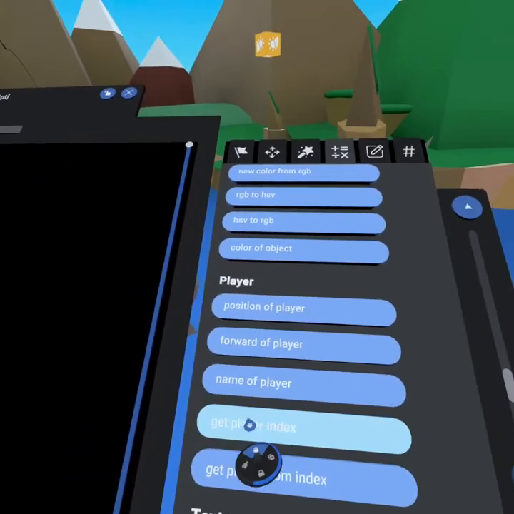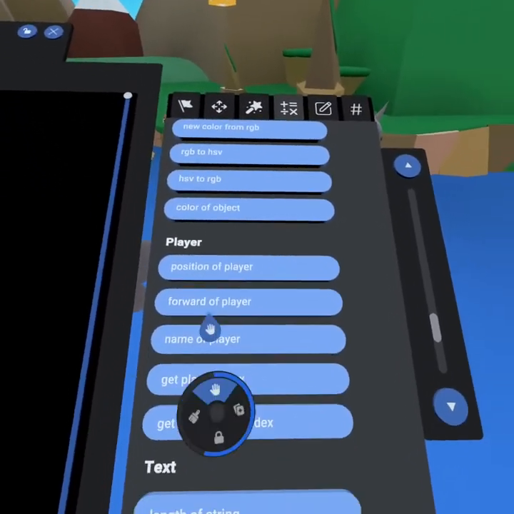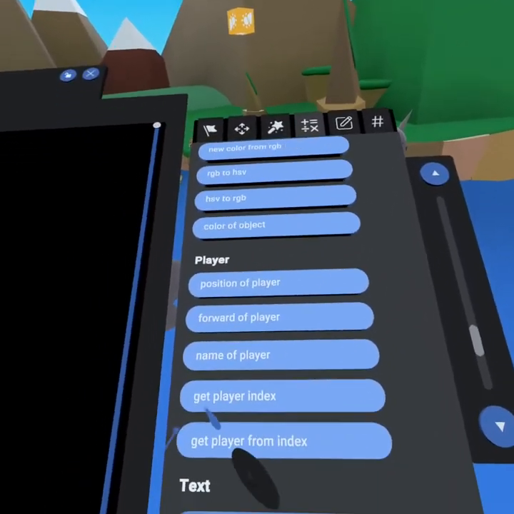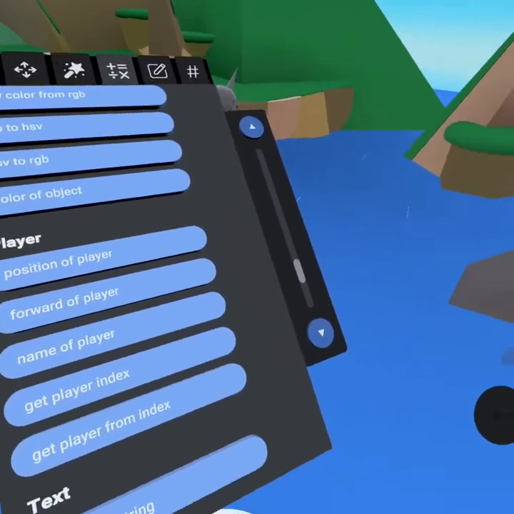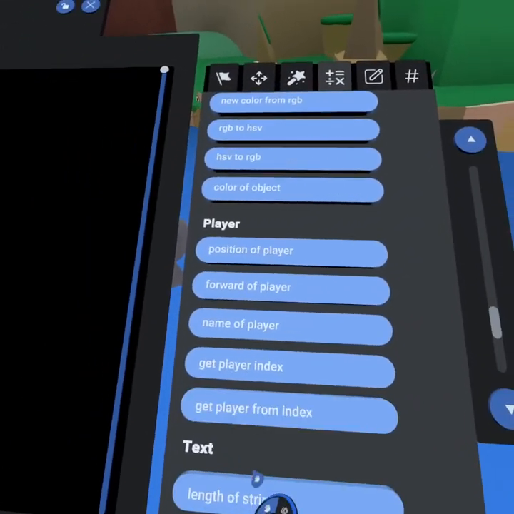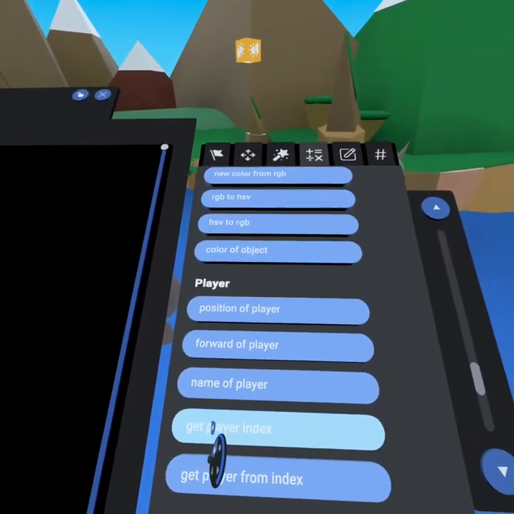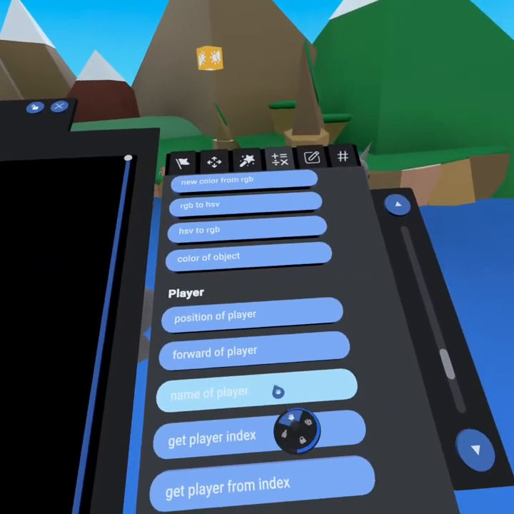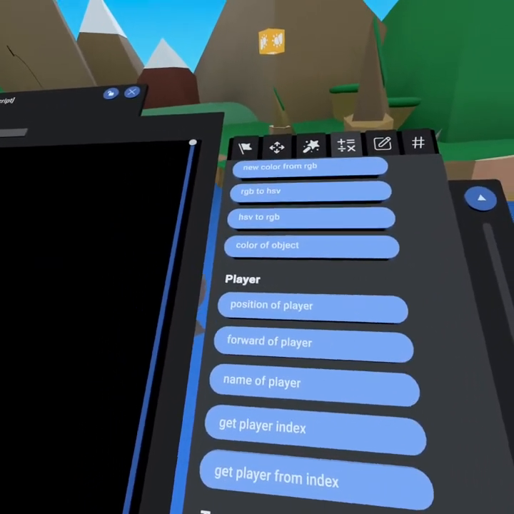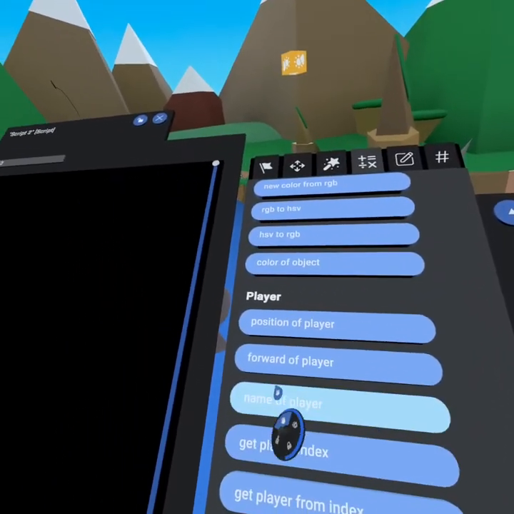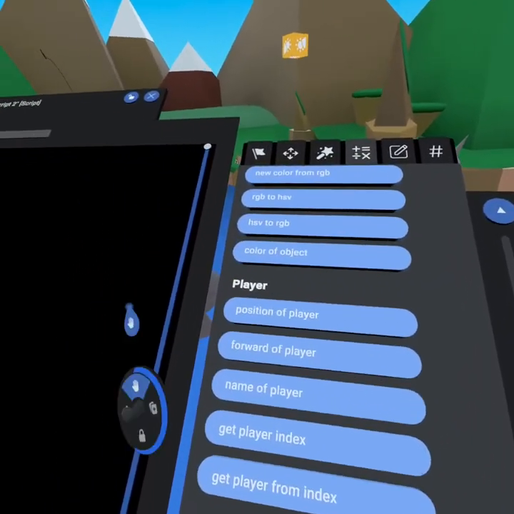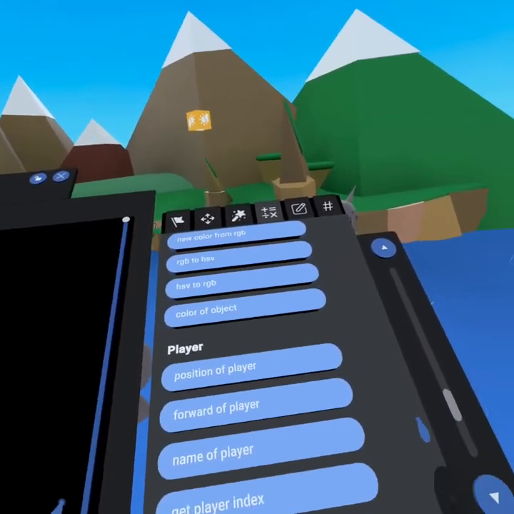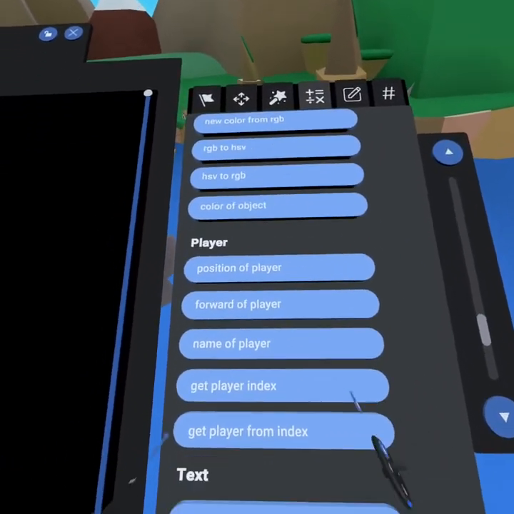It's pretty cool. The player's index, or the inverse, where we use a number to get a player from an index. So if you needed to know who is player 0, who is player 1, 2, through however many players you have, you can use get player from index. Otherwise, you can find out what player number they are by using get player index. Name of player will bring back a string of what their player name is, so that's great for scoreboards. We can also get forward of the player, knowing which direction they are moving forward, and we can get the position of the player to know exactly where they are in the world. This is great for teleporting objects to the player.